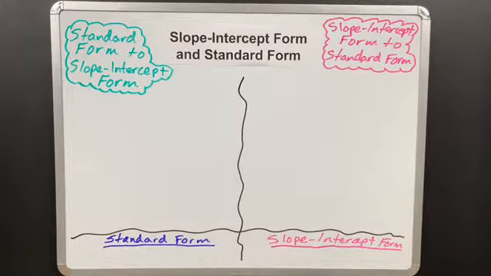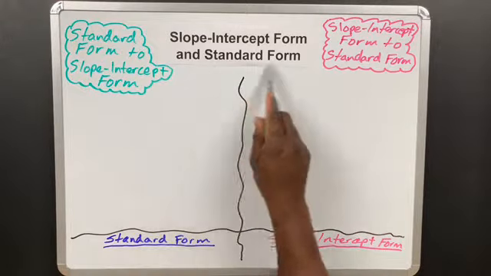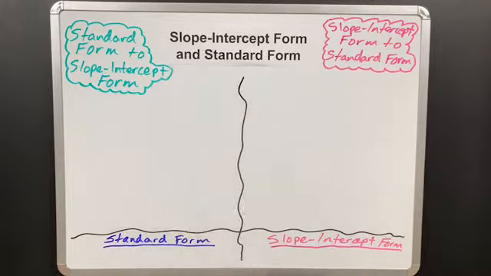Today we will talk about how to convert the equation of a line written in slope-intercept form to standard form and vice versa. That is, how to convert the equation of a line written in standard form to slope-intercept form. Now, these equations are linear equations. That means the highest exponent of x is 1. It's a straight line.